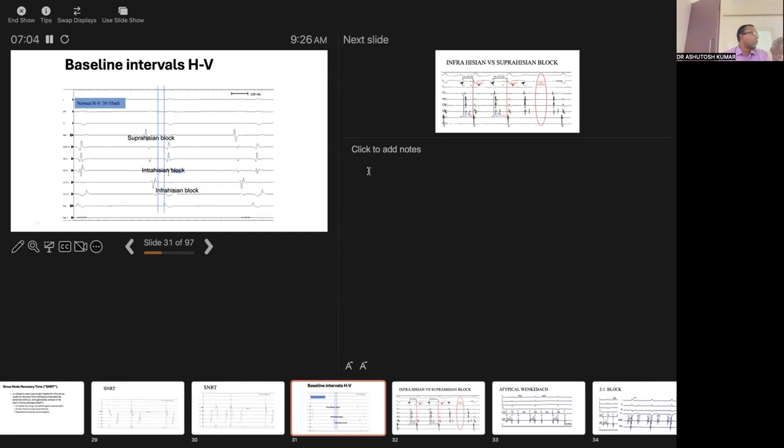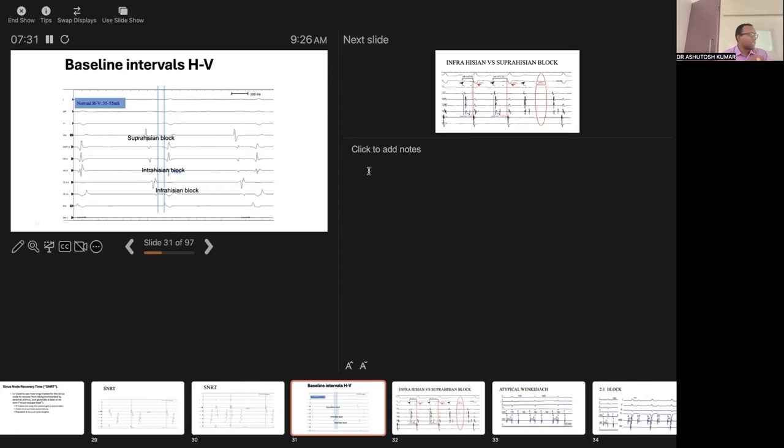And intrahisian is somewhat difficult to identify unless you are putting a quadripolar catheter or octapolar catheter and you are seeing the proximal and distal his, and it is separated by 30 milliseconds. Okay, so intrahisian is more than 30 millisecond difference between the H1 and H2, what we call a proximal and distal. If you are getting a his signal, it is a infrahisian. If it is a no his, it is a suprahisian.